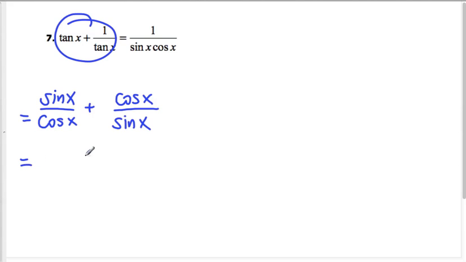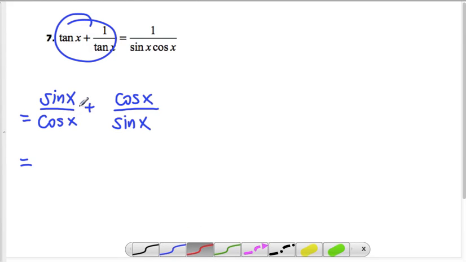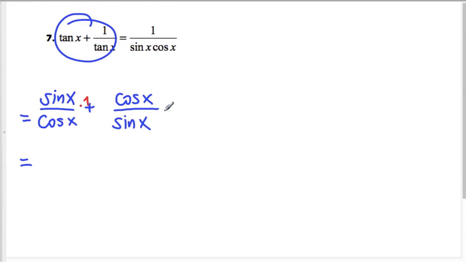Then to make the denominators equal to each other so I can add them, I'm going to have to multiply this by 1 and this one by 1. But instead of just 1, I'm going to do a clever form of 1. So here I'm going to do sine x over sine x. On this one, I'm going to do cosine x over cosine x. That way my denominator is going to be sine x cosine x.